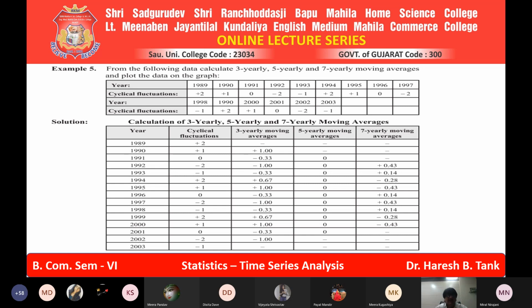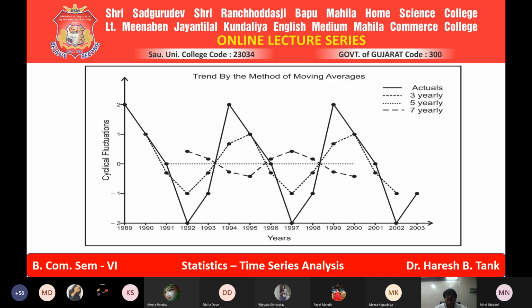Right enough? Okay, now let us see. I have tried to put all the data, which is 3 yearly, 5 yearly, and 7 yearly, on the same graph paper to make it understood well. So you can observe the difference between this 3 yearly, 5 yearly, and 7 yearly. And the actual is always there. This is how this graph may look.